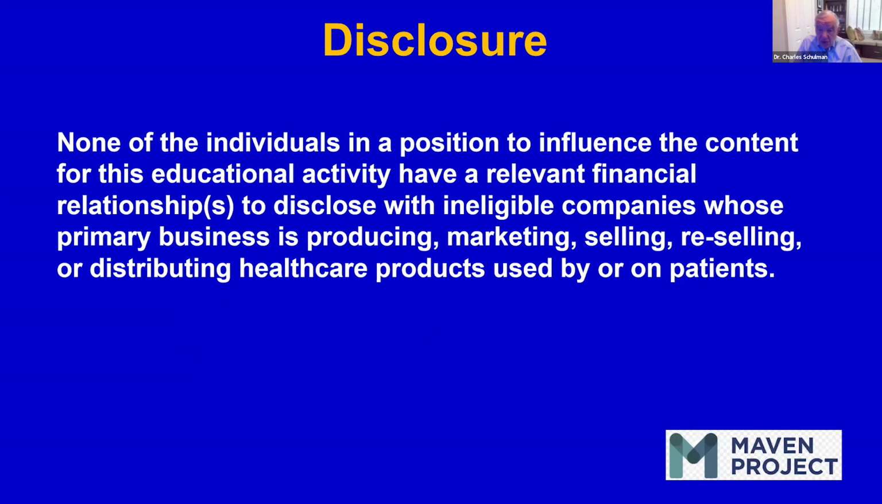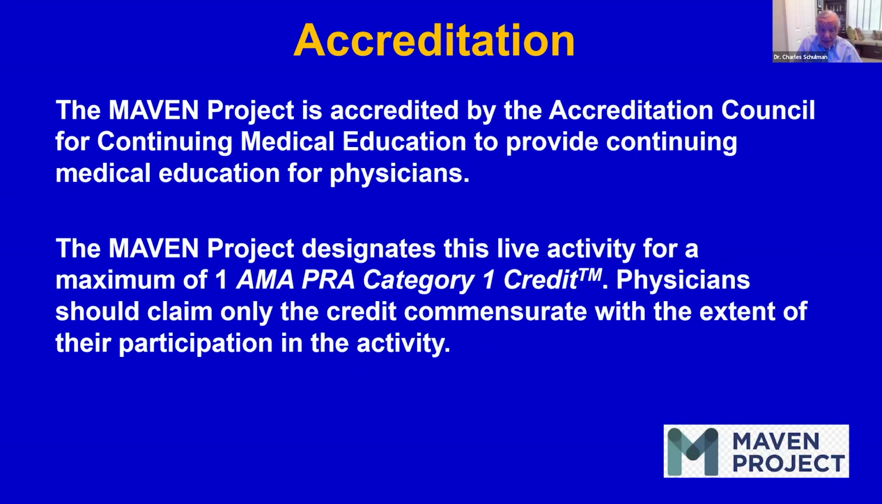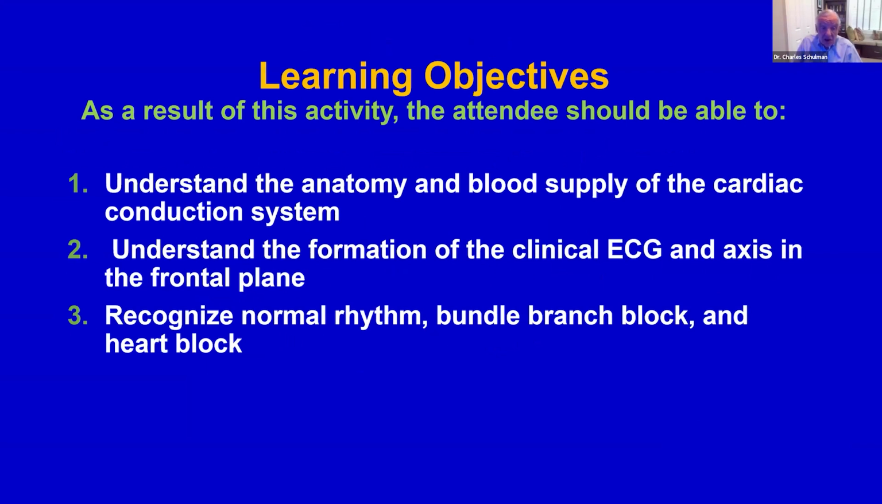I have no disclosures, and the session is designated for 1 hour of Category 1 credit. The learning objectives are that you should be able to understand the anatomy and blood supply of the cardiac conduction system, understand the formation of the clinical ECG and axis in the frontal plane, and recognize normal rhythm, bundle branch block, and heart block.